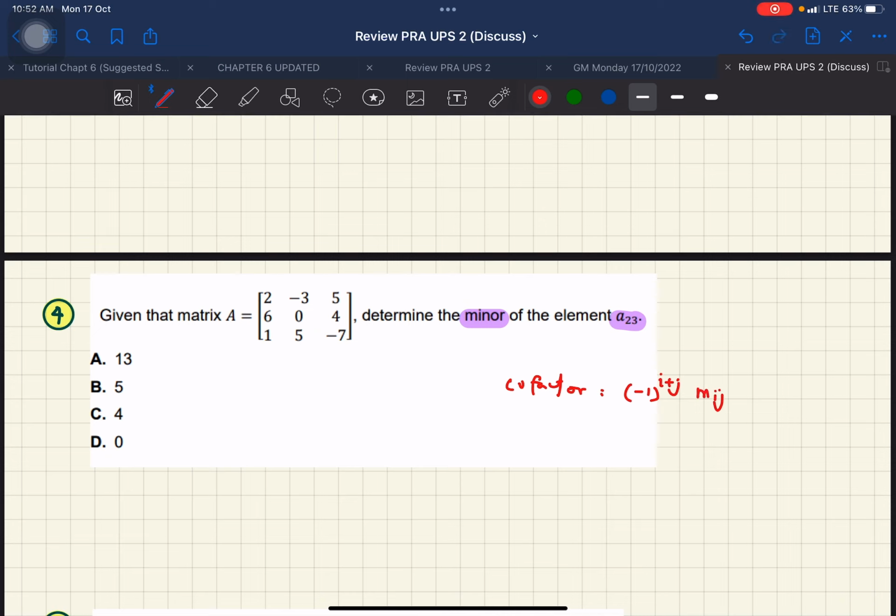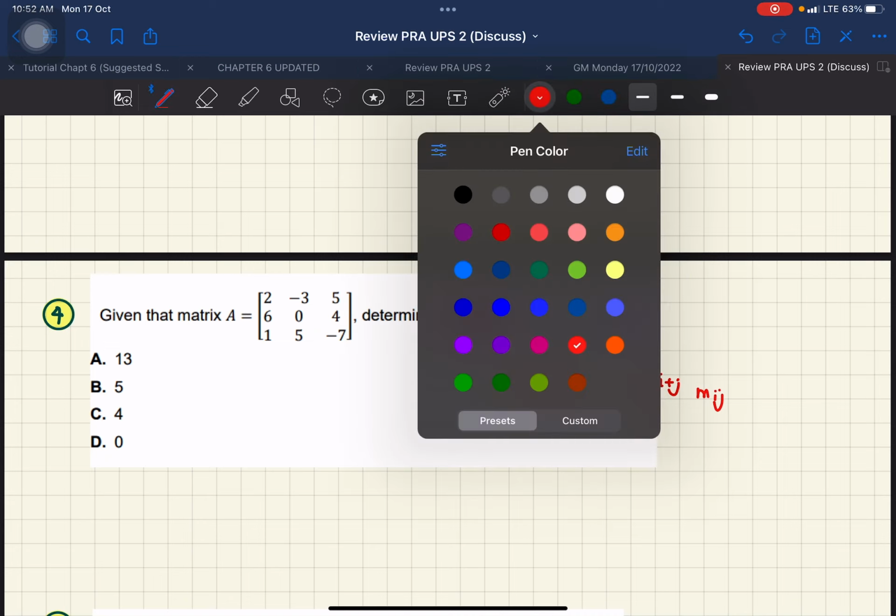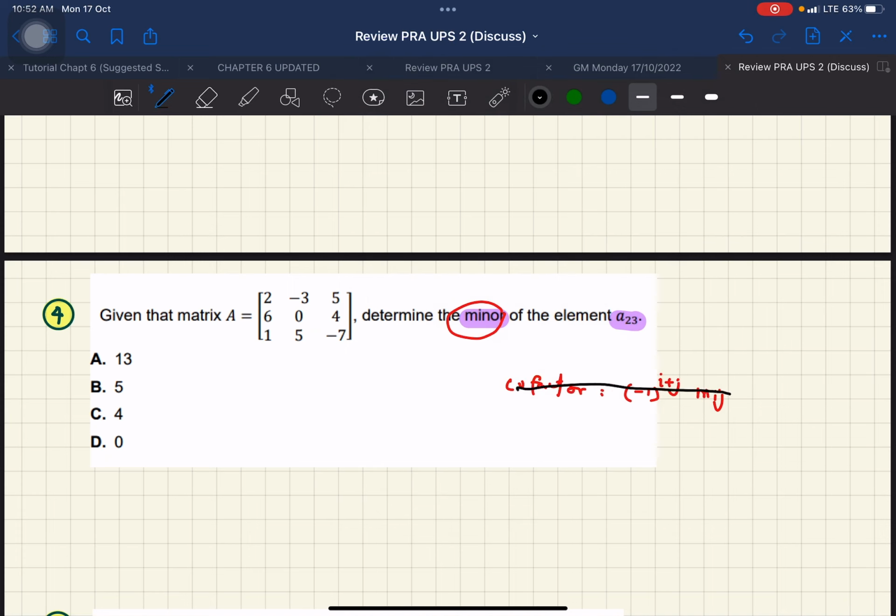Minor IJ. So ini adalah cofactor. Tapi soalan diminta minor sahaja. So dia tak terlibat, dia tak akan ada this negative positive part ni. Tak ada. Okay, so saya cancelkan this one. Tak nak, we are not using this one.